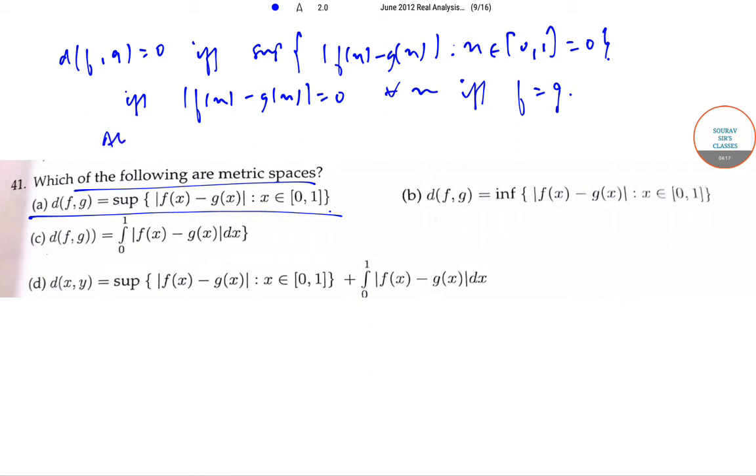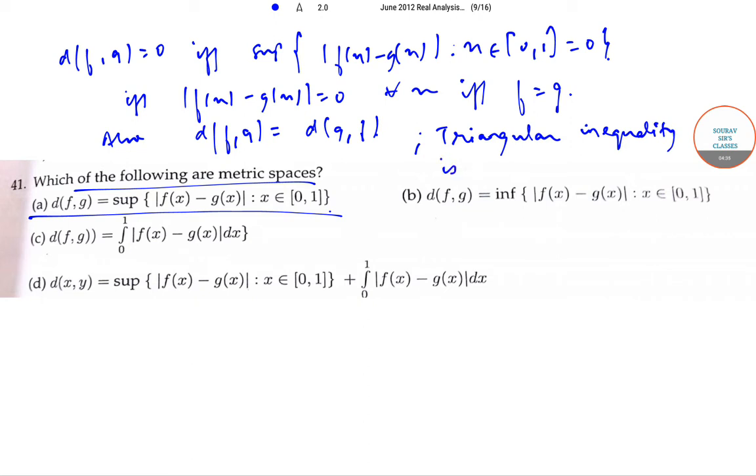Also, d(f,g) is equal to d(g,f), and for option A, the triangular inequality is also satisfied. Thus, it is a metric space. So, option A is correct.